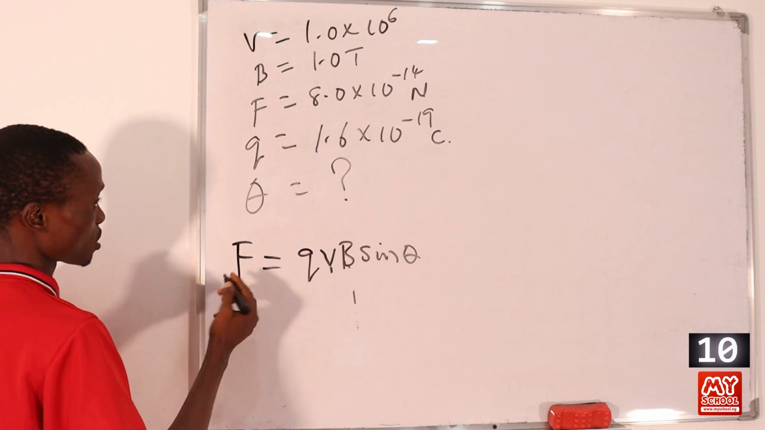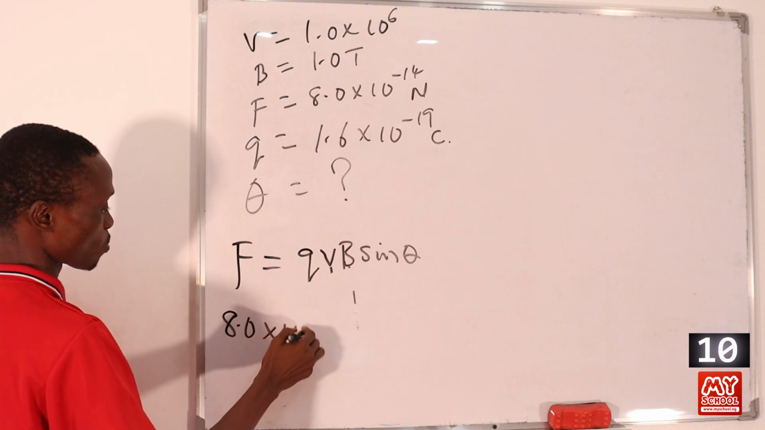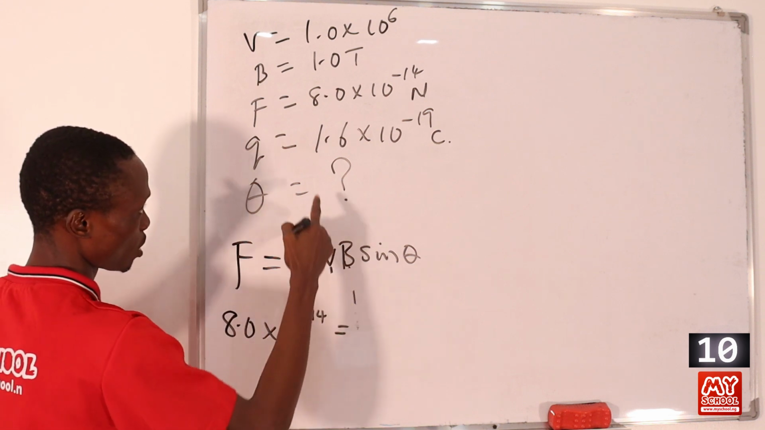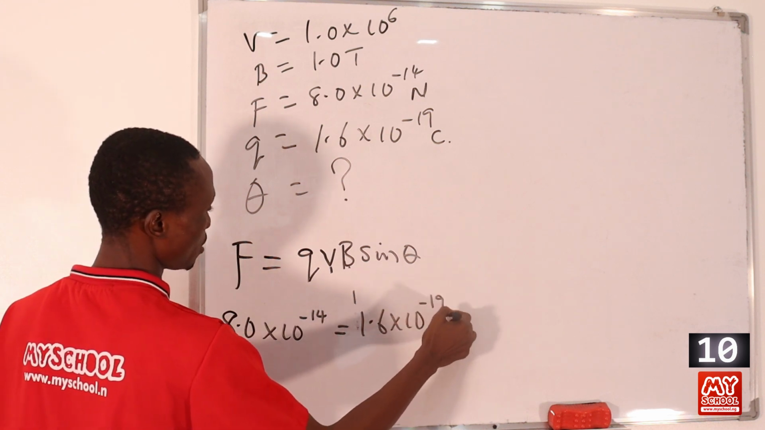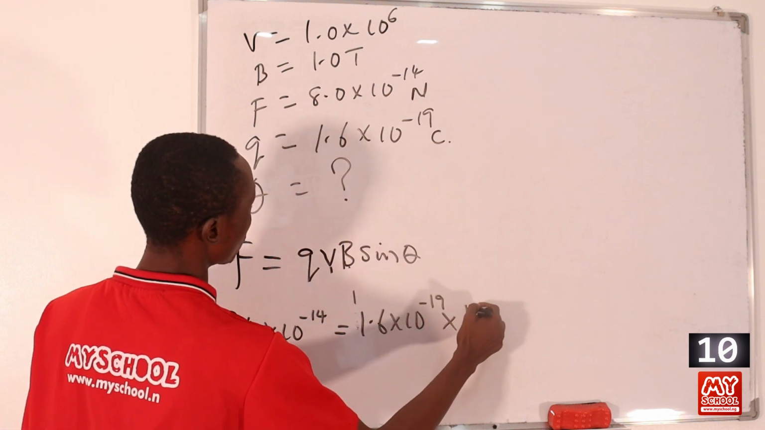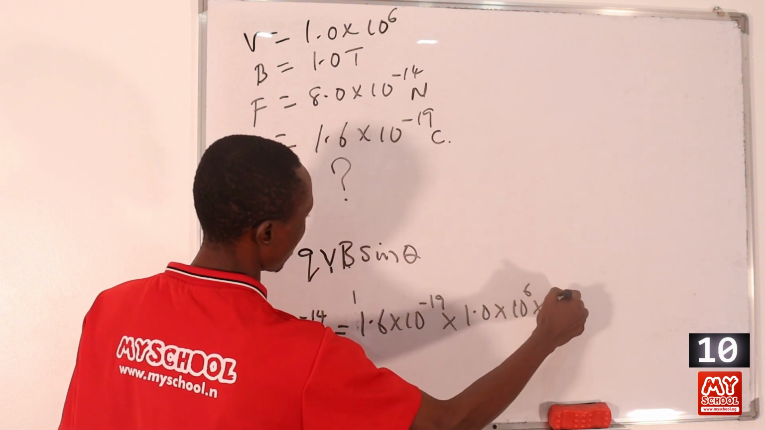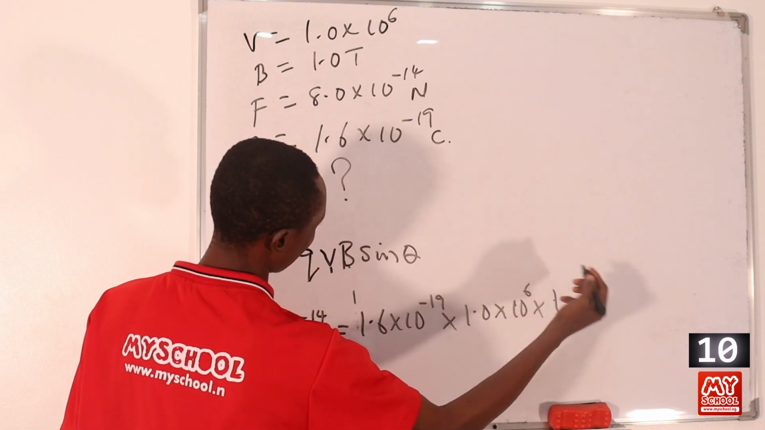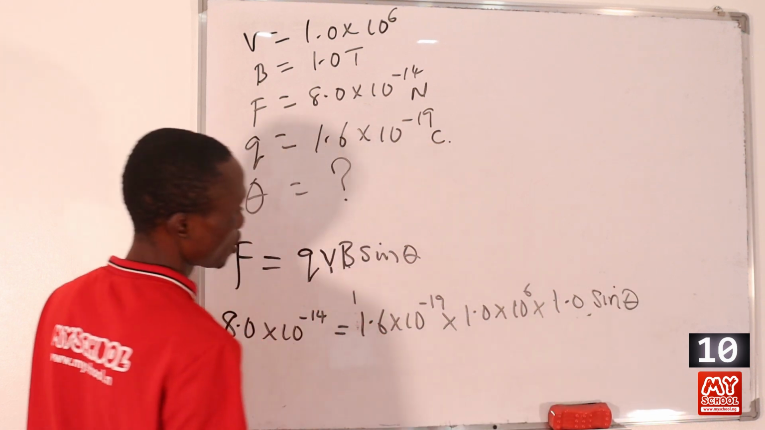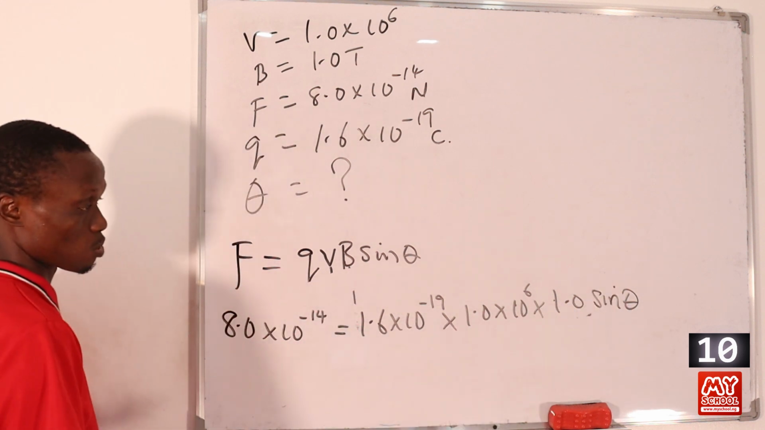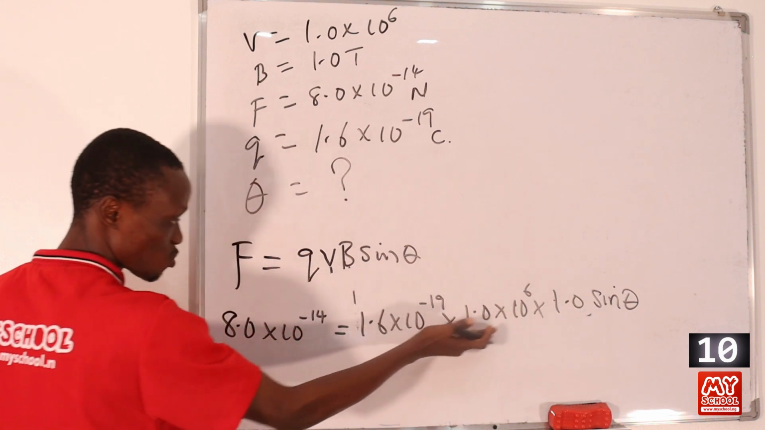So our F, which is our magnetic force, is 8.0 times 10 raised to power minus 14, and this will be equal to the quantity of charge, which is 1.6 times 10 raised to power minus 19, then times velocity, which is 1.0 times 10 raised to power 6, then times the tesla, which is the magnetic flux, 1.0, then sine theta. Since we are looking for sine theta, we just make it the subject of the formula by dividing both sides by the coefficient of sine theta, which is everything we have here.